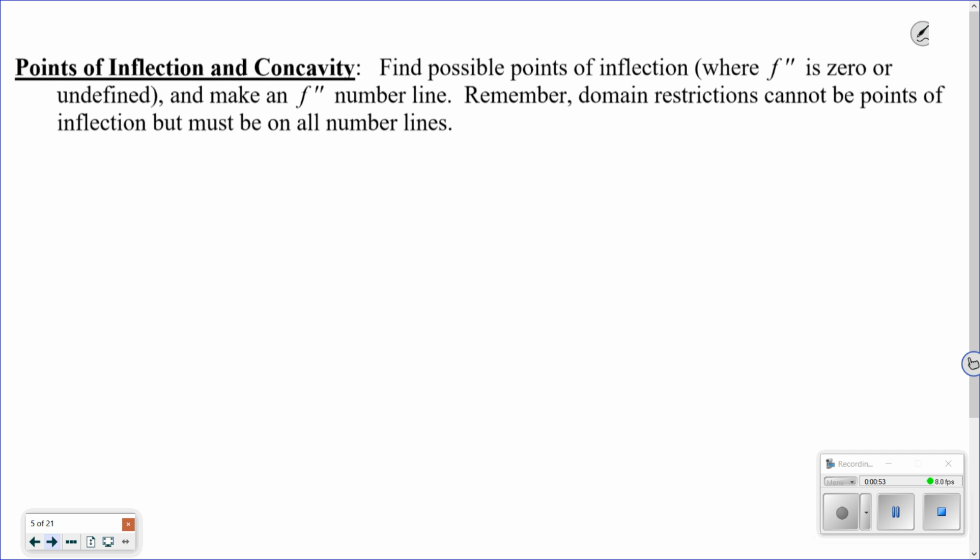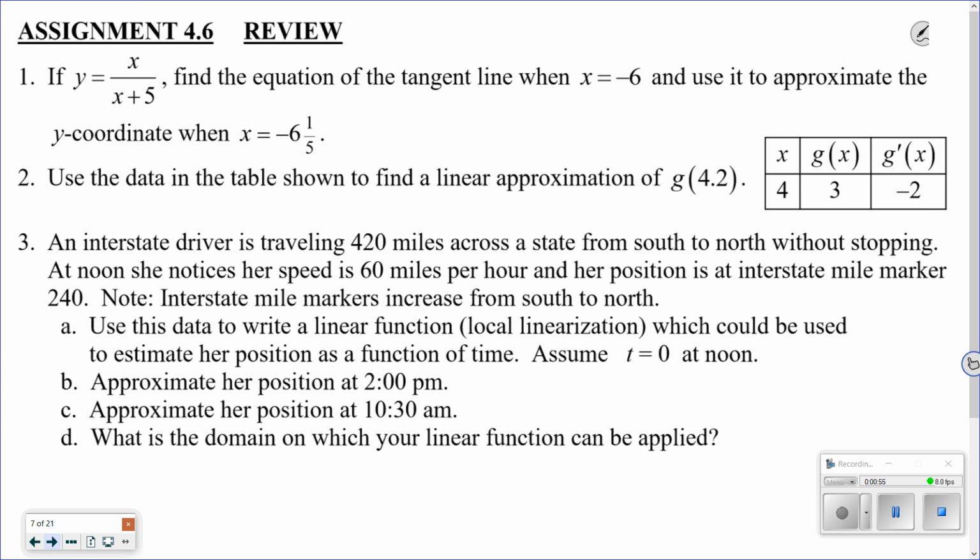I'm just going to go through and do number 1. It says y equals x over x plus 5. Find the equation of the tangent line when x equals -6, and use it to approximate the y coordinate when x is equal to -6 1/5. So this is what we're trying to approximate: what is the y when x is -6 1/5? Well, that's hard to plug in. So instead, I'm going to use this point right here, x equals -6. We're going to plug that in and find the equation of the tangent line.